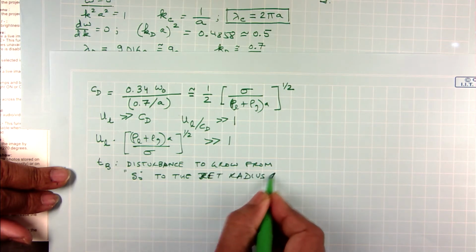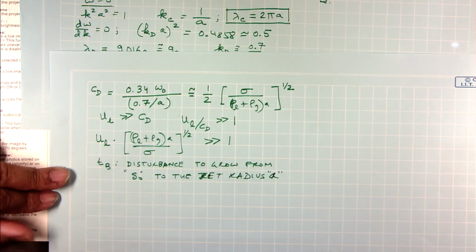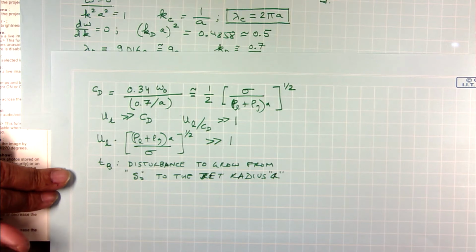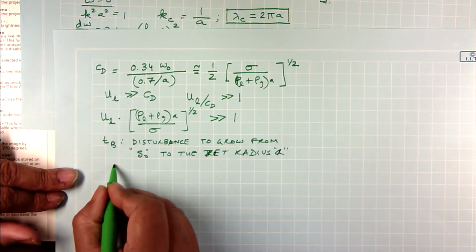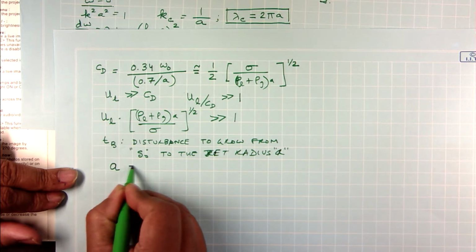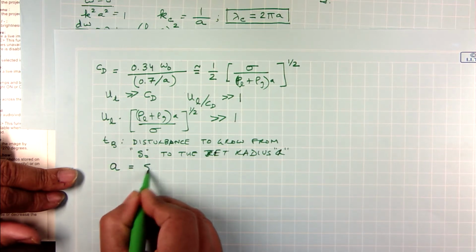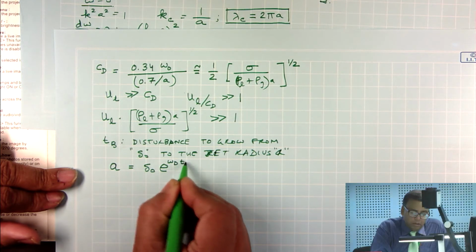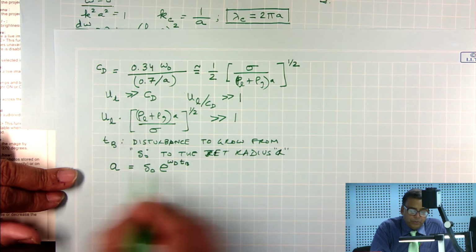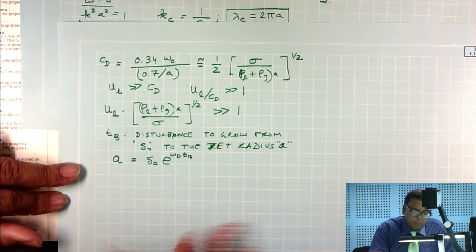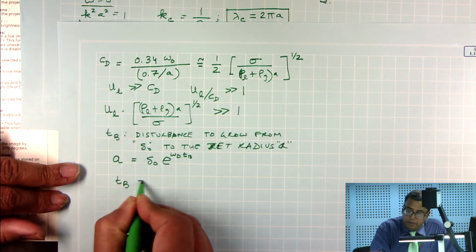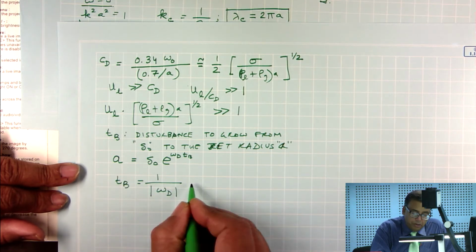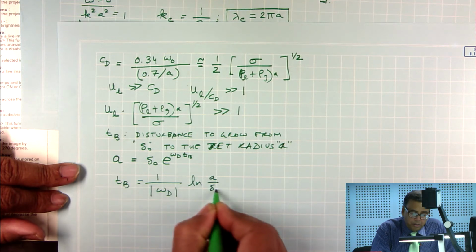Because once this disturbance grows to a value of A, that is when the jet is going to break. In other words, if I write it down, it is delta times e to the power of omega d times TB, which should be equal to A. So my TB is equal to 1 divided by the magnitude of omega d times log of A by delta naught.